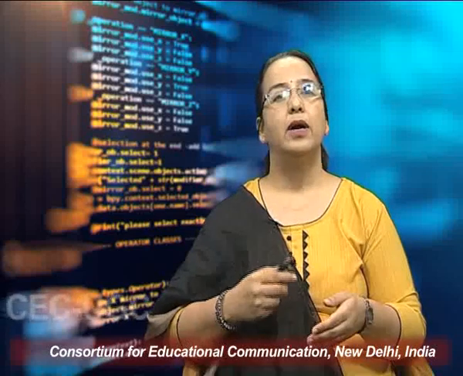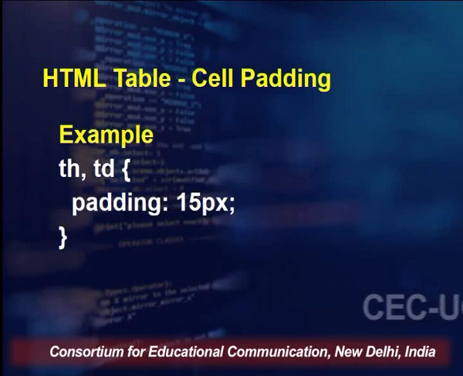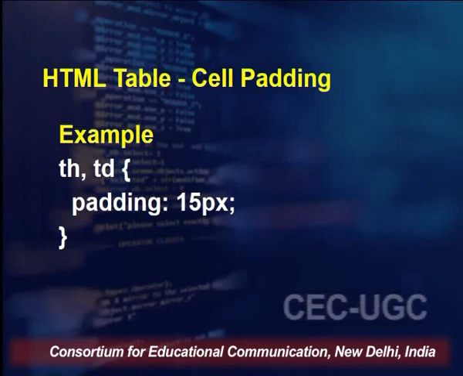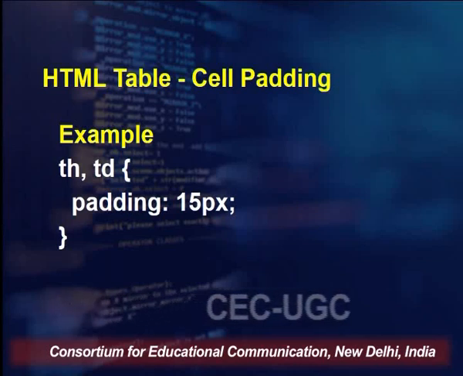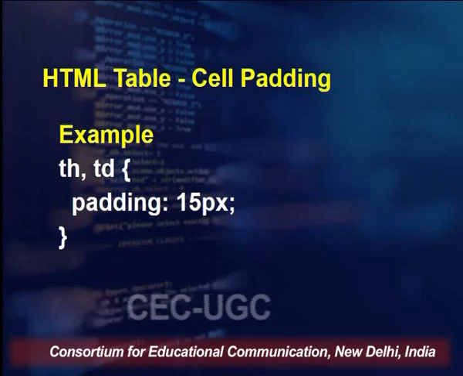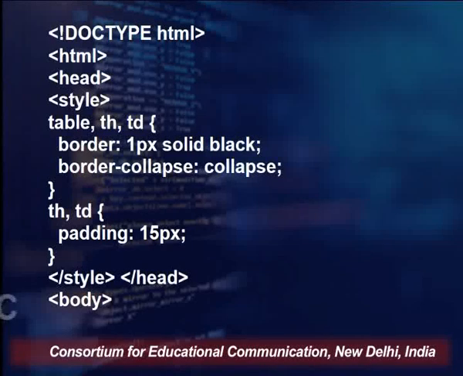Here it is being done with the help of the style attribute, and this code will be inserted into the style tag under the head section. Here we have th and td, that is, for the header data as well as for the normal table data, we need a padding of 15 pixels. This code, when entered within the style tag, will be applied to all the tables present on that particular page.